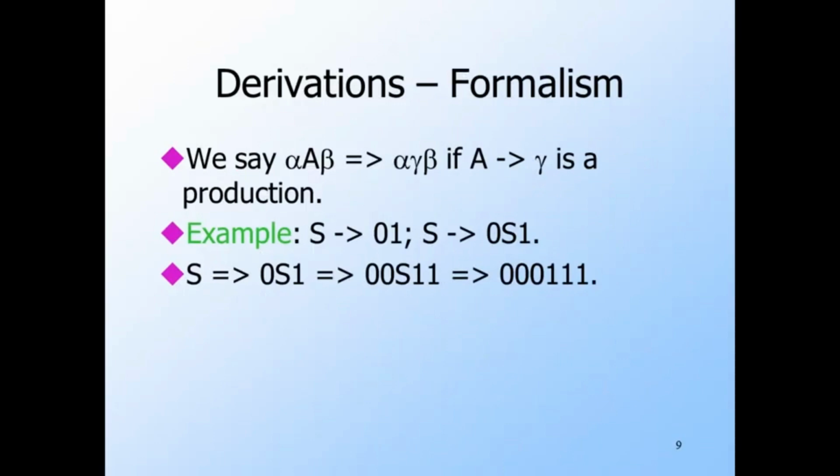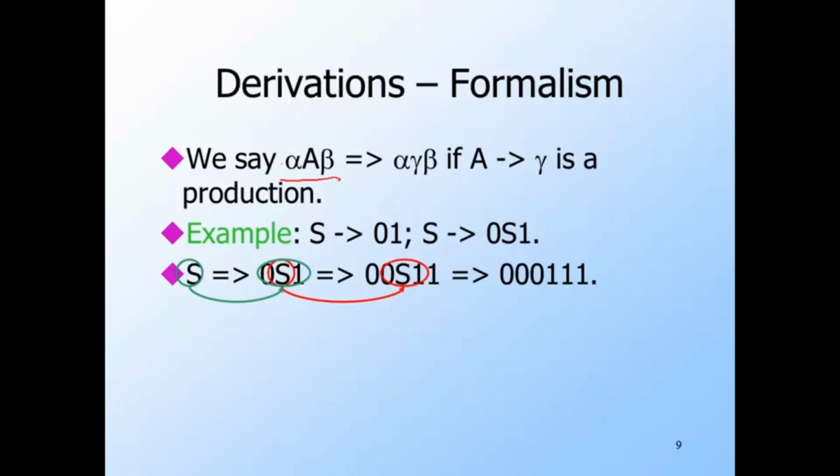Here's what the replacement looks like. You take any string that has an occurrence of some variable A, and anything to the left and right, terminals and/or variables, which is what the alpha and beta we have here suggest. You take an A production whose body is gamma, and you replace the A by gamma. Here is an example derivation. We always start with a string that has just the start symbol S. We choose the second production, so S is replaced by 0S1.